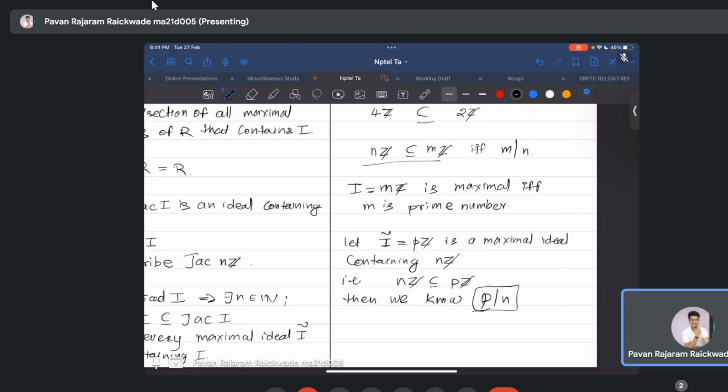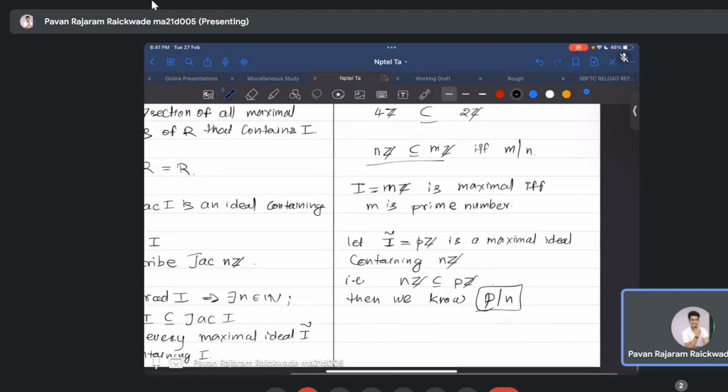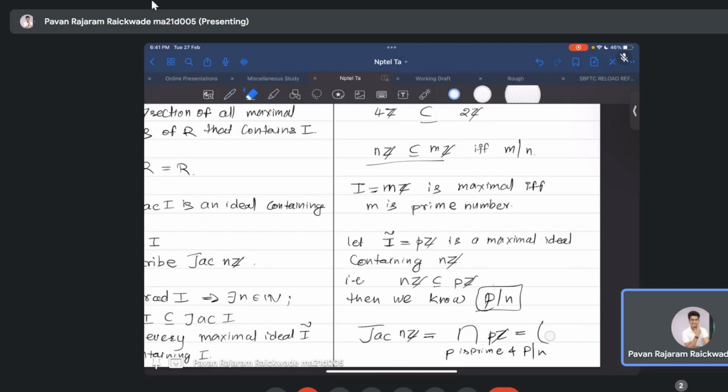So if I now write Jac(nZ), this is the intersection of all pZ's, where p is prime and p divides n. But this is basically p1 p2 up to pk times Z. Okay, I'll explain this.